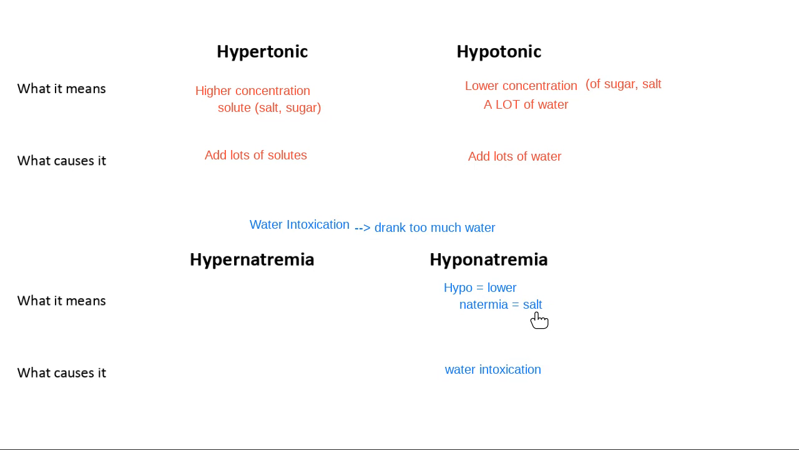So here, let's see if we could figure this one out. Hypernatremia. What does hypernatremia mean? Any guesses? Hypernatremia? Yeah, too much salt. Our salt concentration is too high. How could we change our plasma to have hypernatremia? How could we make it so that we have too much salt in our bloodstream?